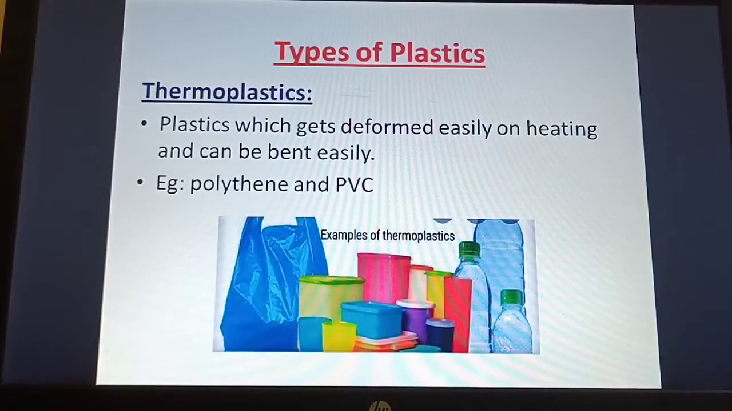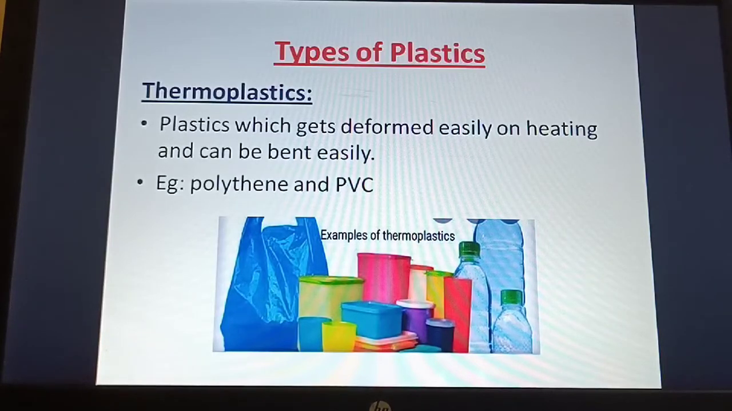Next we'll move on to the types of plastic. There are two types of plastics, that is thermoplastics and thermosetting plastics. What are thermoplastics? The plastics which get deformed easily on heating. Some of the plastics, if you keep them near the fire, the formation will be loosened. That means it is deformed. Consider your bottle: if you keep the bottle near the fire, what happens? It becomes chutneyfied, isn't it? So plastics which get deformed easily on heating and can be bent easily.